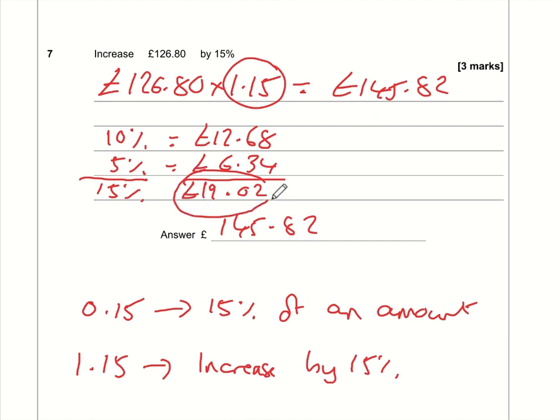So this is 15%, so if we're increasing this amount here by 15%, then it's simply 126.80 plus £19.02. We still get the same answer, £145.82.